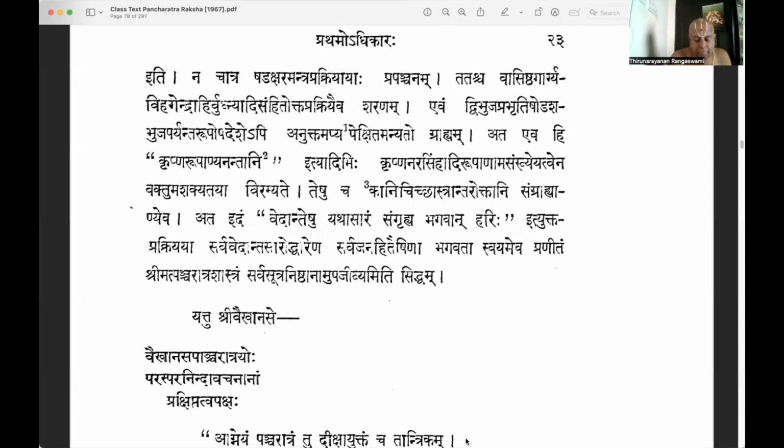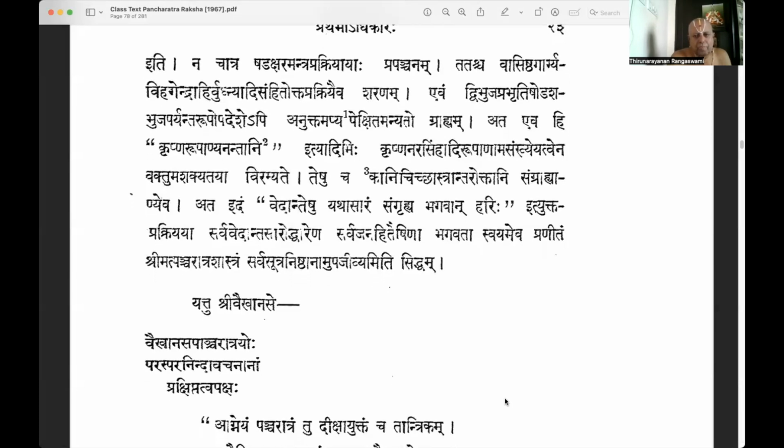That is Pancaratra itself. Pancaratra Raksa is only to give you an outline to protect the tradition. So in regarding mantras, spells of 6 syllables or 14 syllables or 8 syllables, one can learn from the preceptor. Tataha cha, then, and then, Vasishtha Gargya Vihaga Indra Ahirbuddhinya Adi Samhita Ukta Prakriya Eva Sharanam. So our shelter will be Sharanam. Our recourse will be our Sharanagati.